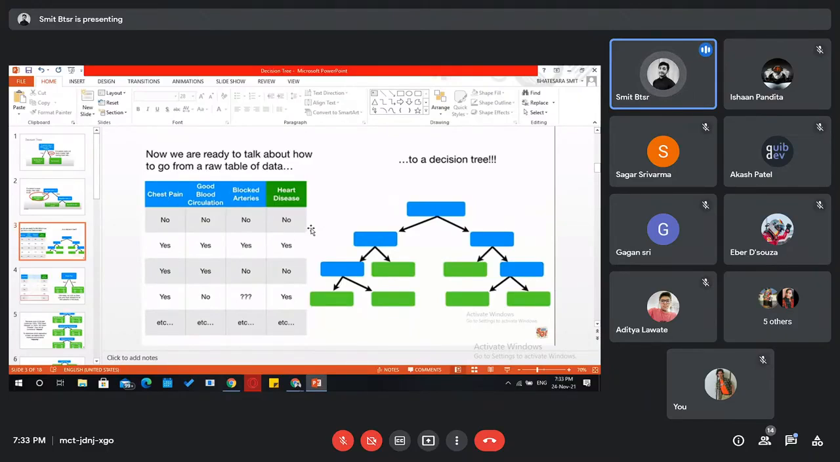And what our task is: we know that we make decisions like this, and we also know that computers use if-else conditions, right? This tree is just a representation of if-else conditions. So now we want the computer to make decisions like if-else.